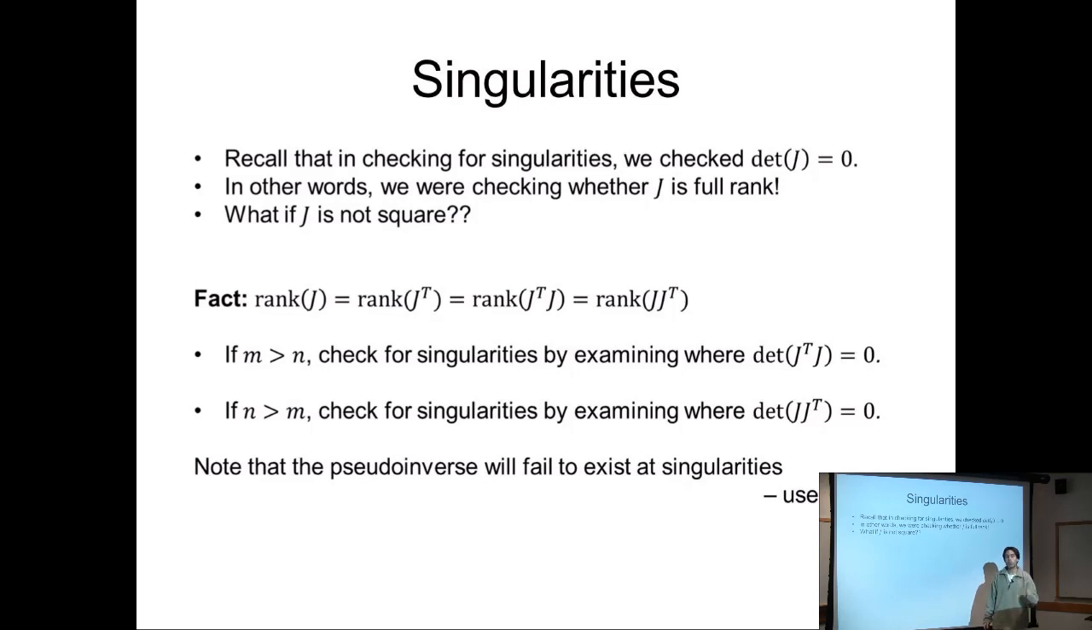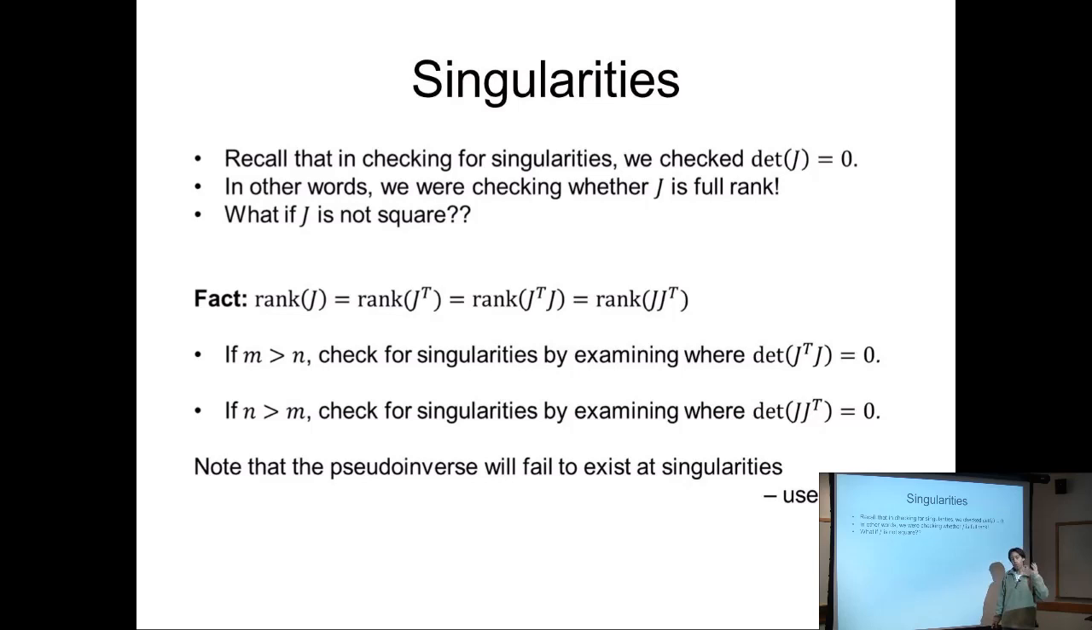Recall that for a simple Jacobian, that's when the Jacobian was a square matrix, we were able to set the determinant of the Jacobian equal to 0 and then find out which joint angles satisfy this condition. Now really, we weren't looking at determinant equal to 0. We were really asking ourselves, when is the determinant full rank?